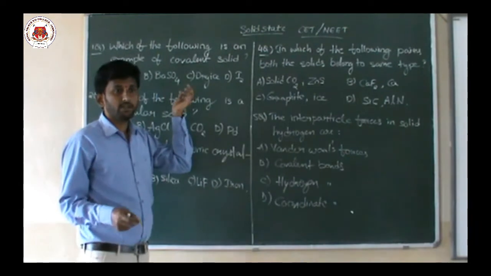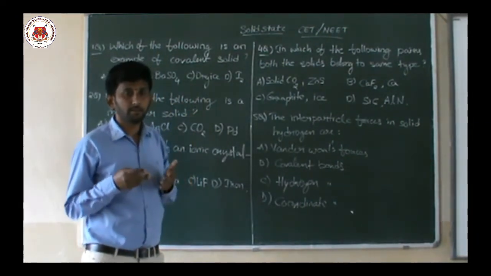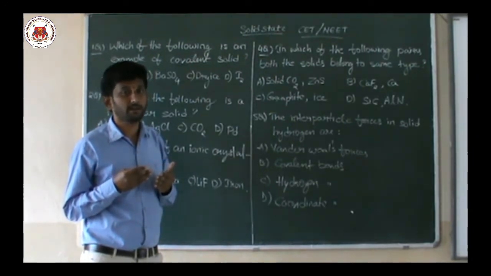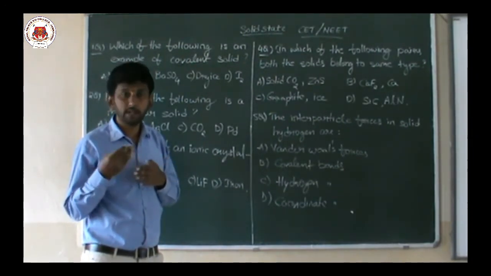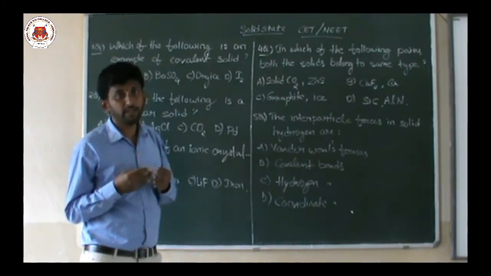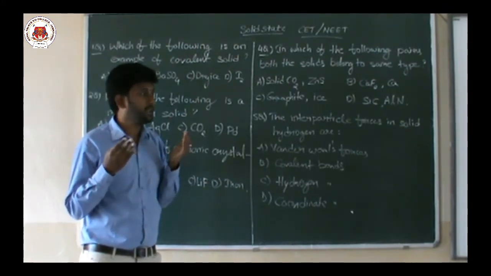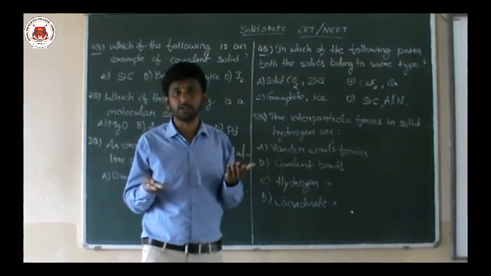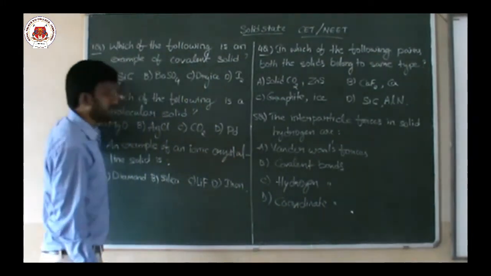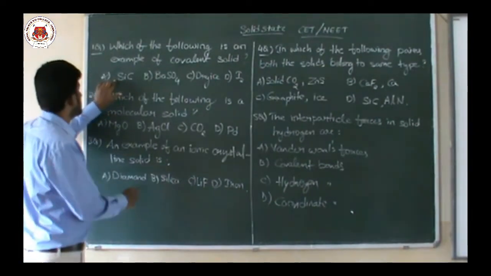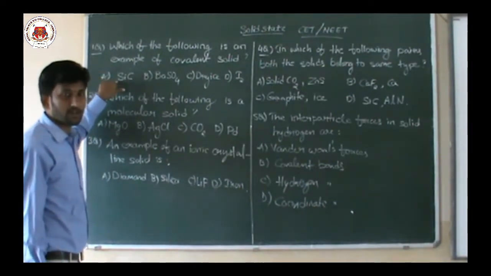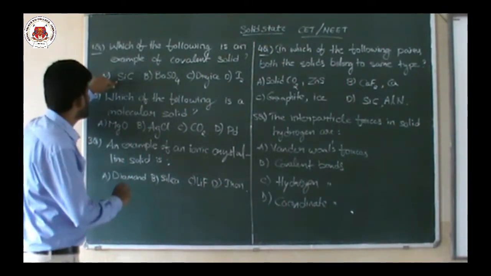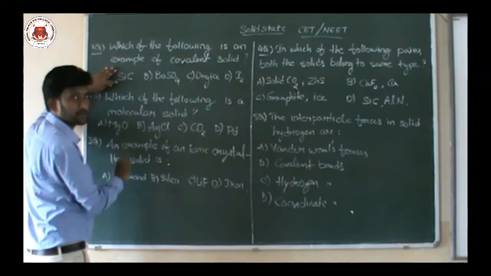Whenever the electronegativity difference between the elements is less, then covalent bonding takes place. And whenever the electronegativity difference between the bonding atoms is large, then ionic bonding takes place. Let us see this. Silicon carbide: silicon and carbon have almost the same electronegativity. So here covalent bonding can take place.